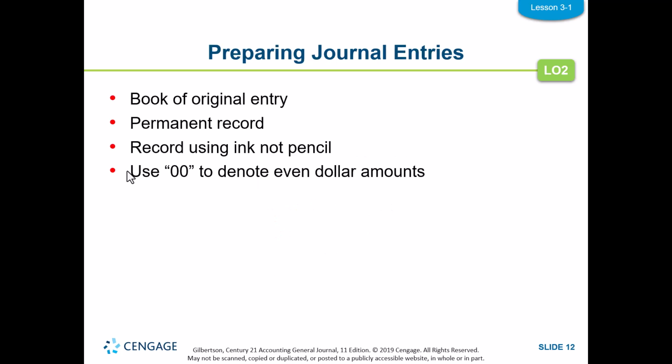Okay. So when we're preparing our journal entry, we're going to want to mark where it's a book of original entry. It's a permanent record. It's a record using ink and not pencil, and we're going to use 00 to denote even dollar amounts, as far as a cent.